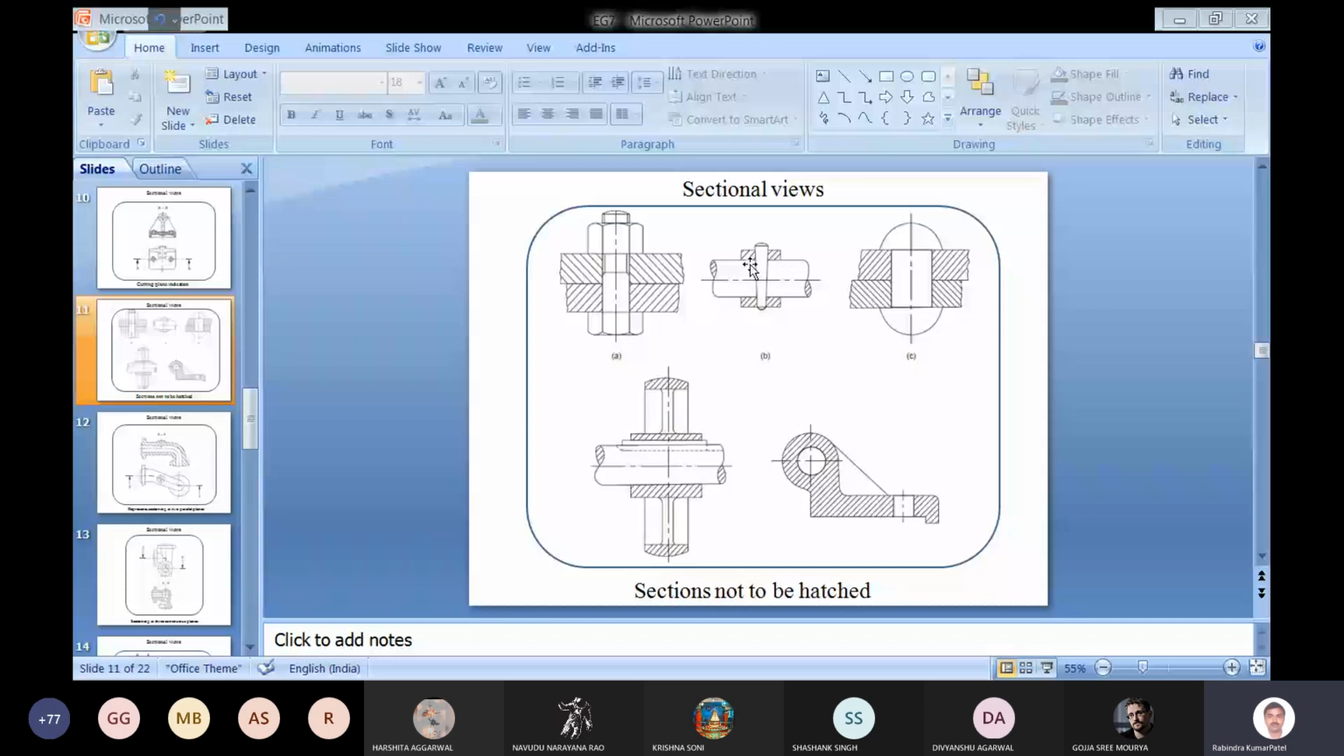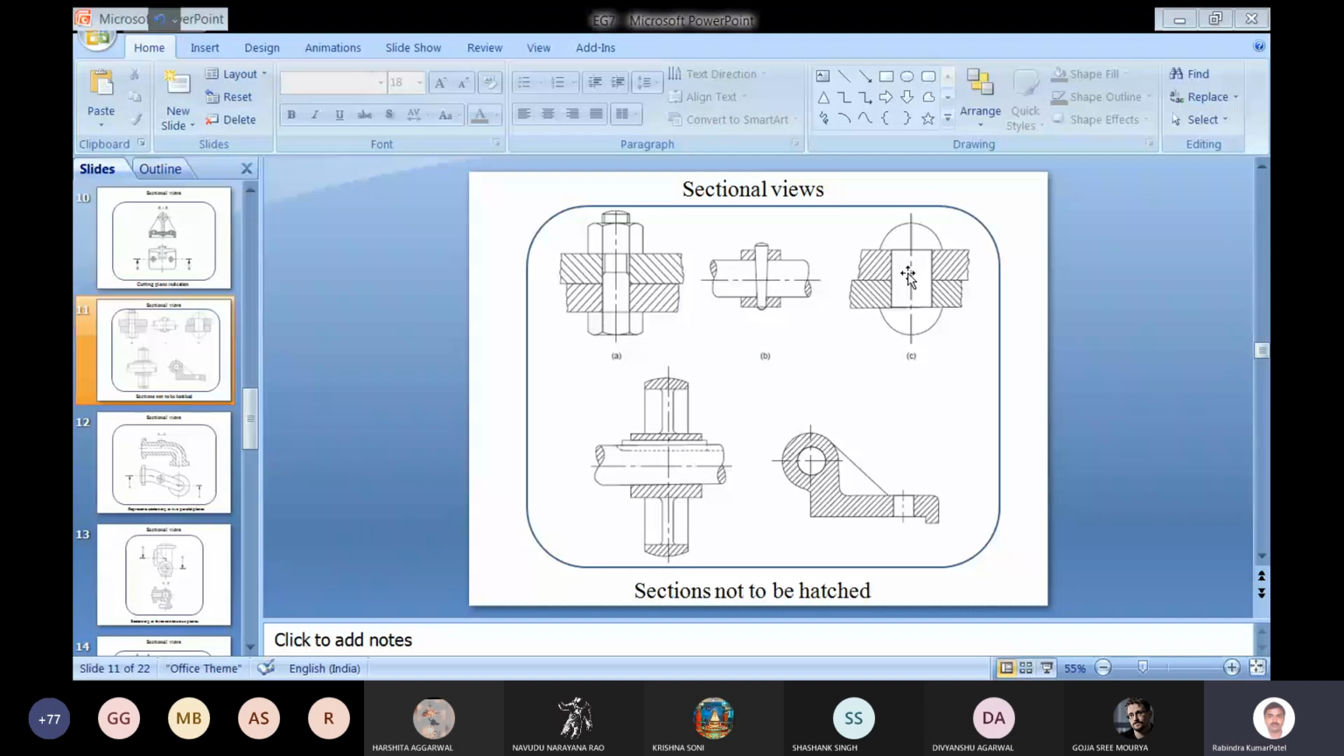Another example, the third one shown here, is the riveted joint in which the rivet is shown, and on both sides there is a head. So one is formed, another is a head directly made. This is also not sectioned, not hatched, when the cutting plane is passing through it.